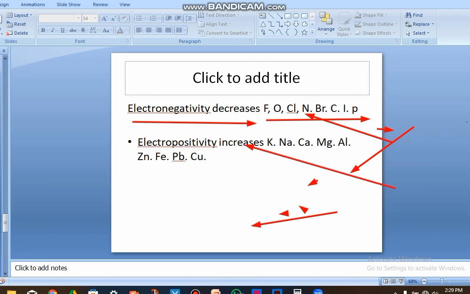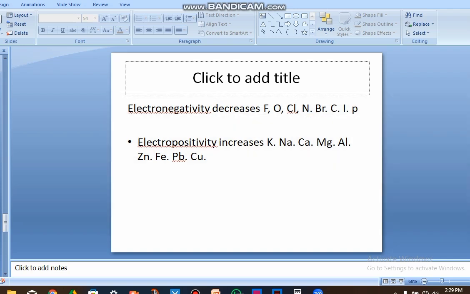But this one is increasing, so it starts from the smallest one. This is the least electropositive. It is less electropositive than sodium. Sodium is less electropositive than calcium, magnesium, aluminum, zinc, iron, lead, and copper. So take note of them. It's very important. Okay, let's go to the last one.